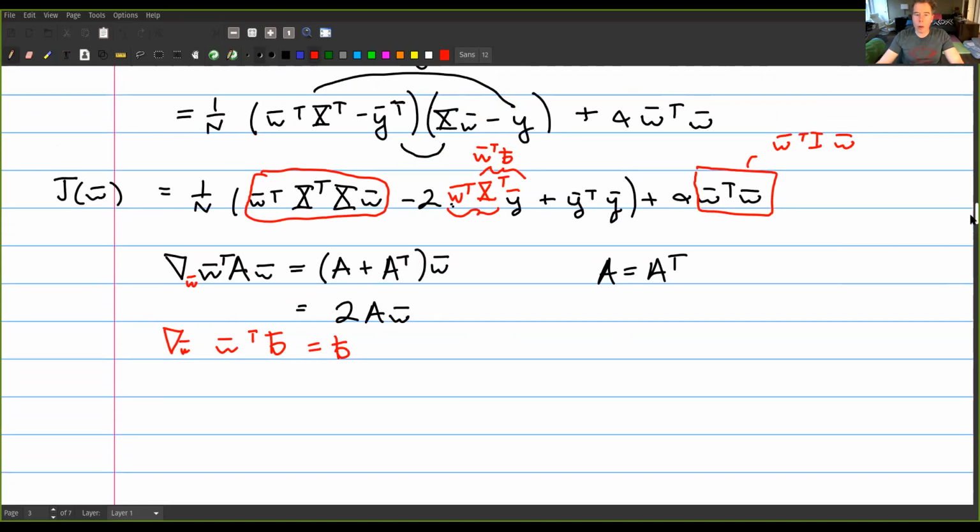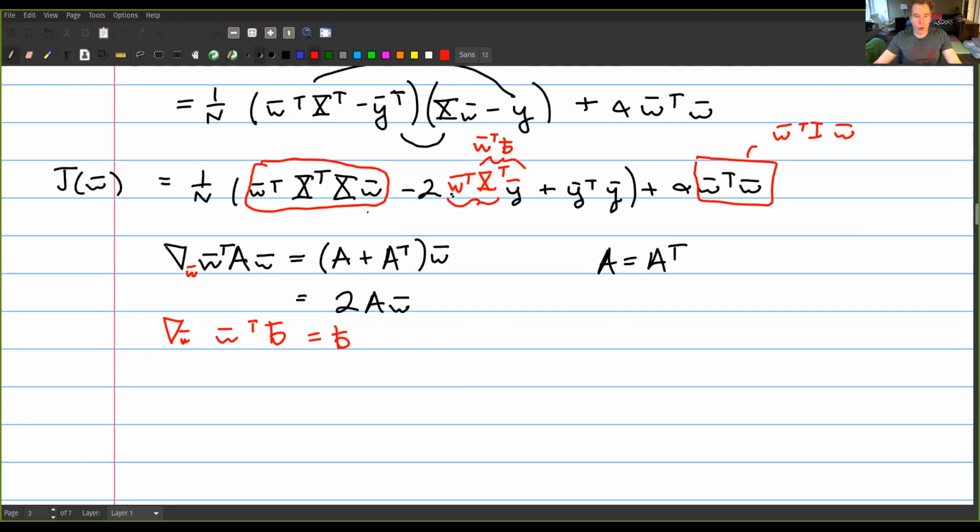Okay, so now we're ready to apply these two formulas in these three settings, and we'll take the gradient of J. So the gradient of J is, so we ignore the 1 over n, and then the gradient distributes over sums, just like the derivative does. And in this first place, we apply this formula, and we get 2 times X transpose X times w. And now we apply the formula here, and we get minus 2 X^T y.